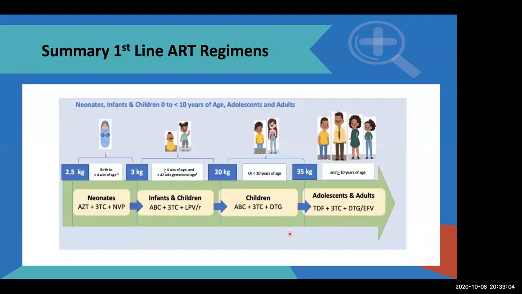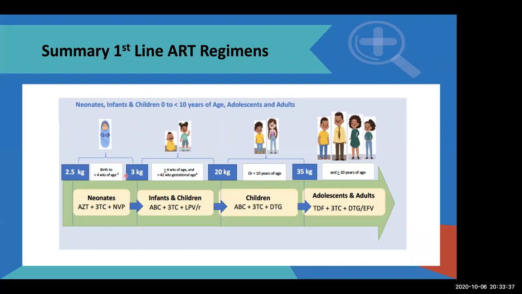Now, in summarizing, just remember this slide. This is from the guidelines, right? I didn't do it myself. I always say, if you want to determine the best regimen for your patient, always check their age and their weight, right? So you'll see that children after being born, for the first 4 weeks, we recommend zidovudine, lamivudine, and nevirapine. This is because you cannot use abacavir in this lineage. We don't know the dose. And lopinavir, ritonavir makes these kids a bit sick, right?